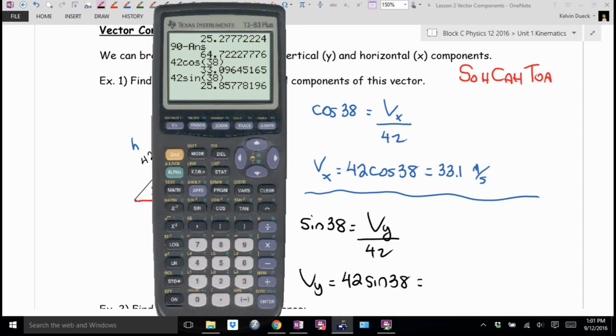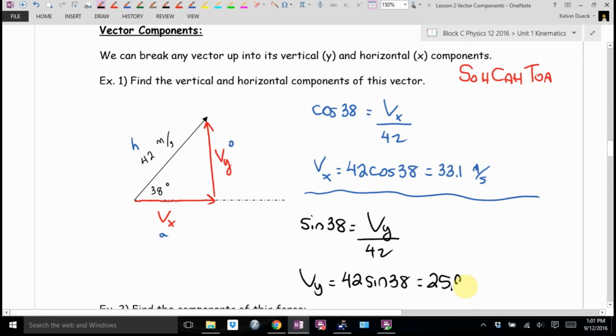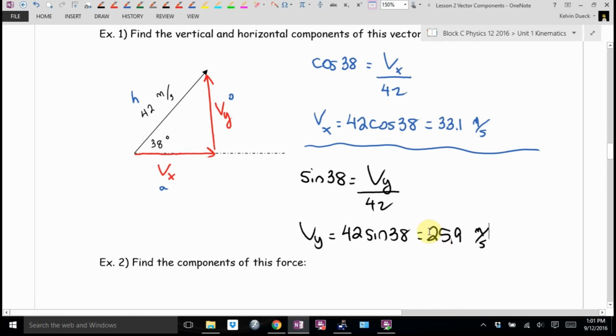$25.85, how about 25.9? Now, if I was going to use these, Dylan, to find something else, I would carry extra sig figs, but they just said find the components. Okay.